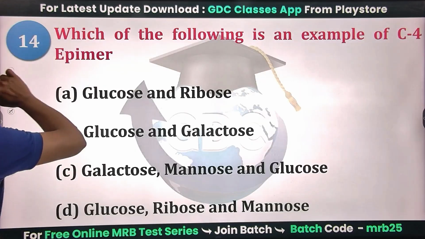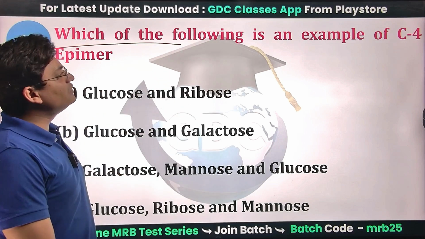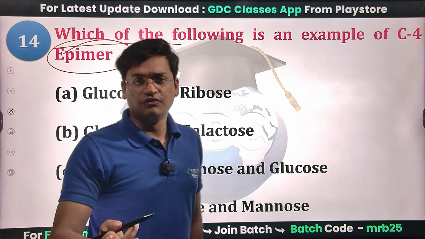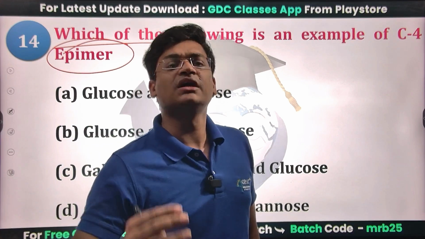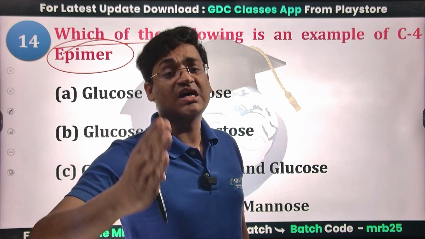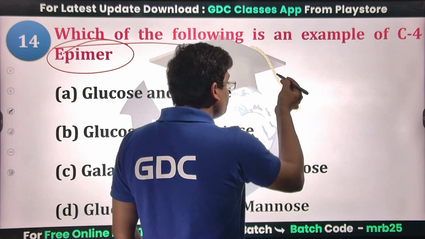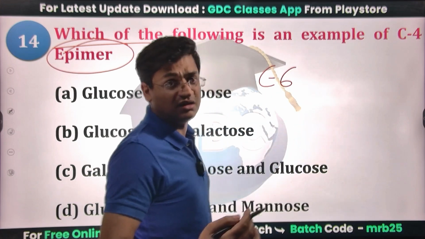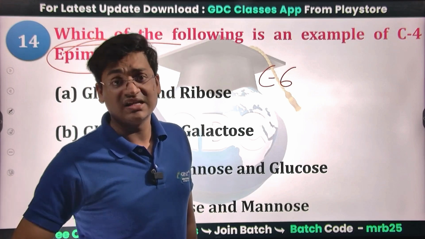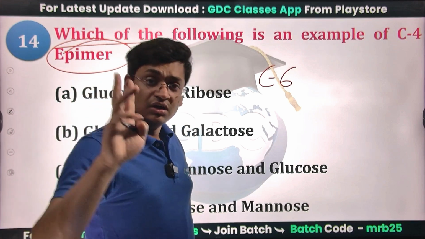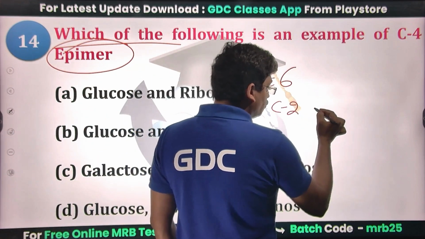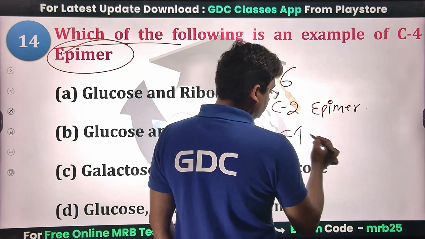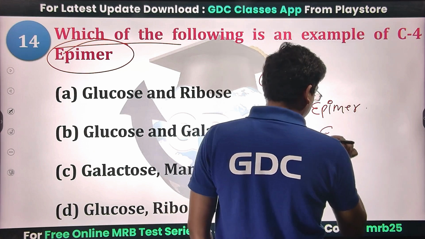All right. The next question: which of the following is an example of a C4 epimer? There are two kinds of epimers, C2 and C4, that you generally have to learn about for the 6 carbon carbohydrates like glucose, mannose and galactose.